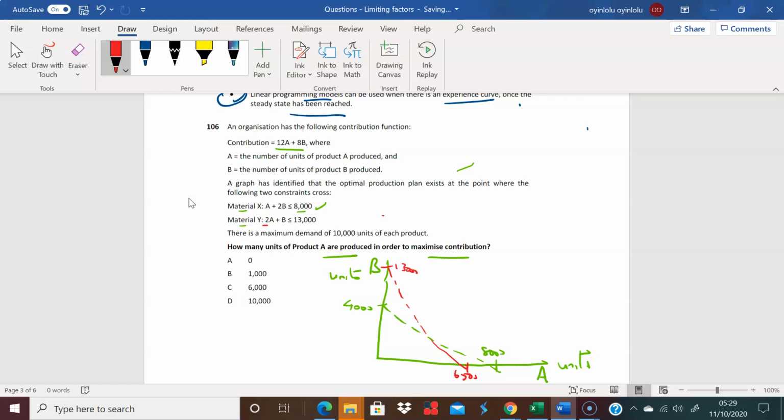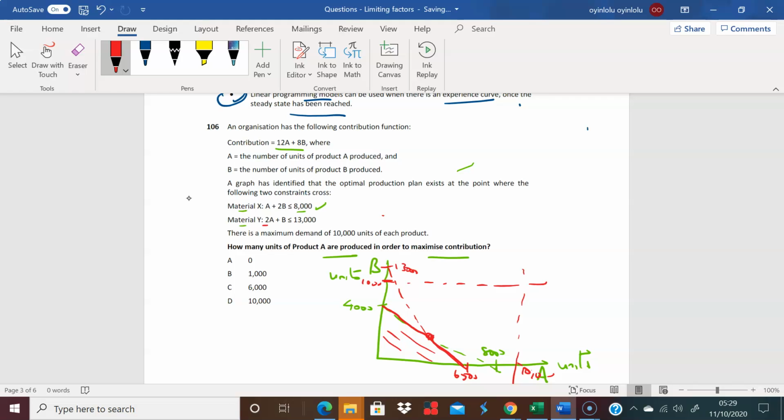Then it tells us I have a maximum demand of 10,000 for each product. So that's another constraint here. There's 10,000, and I have 10,000 somewhere here. But these are so far apart, so my feasible area is always going to be sort of here. So what does that now mean? It means that as my ISO curve moves outwards, it will hit this point over here. So it's where these two lines meet.